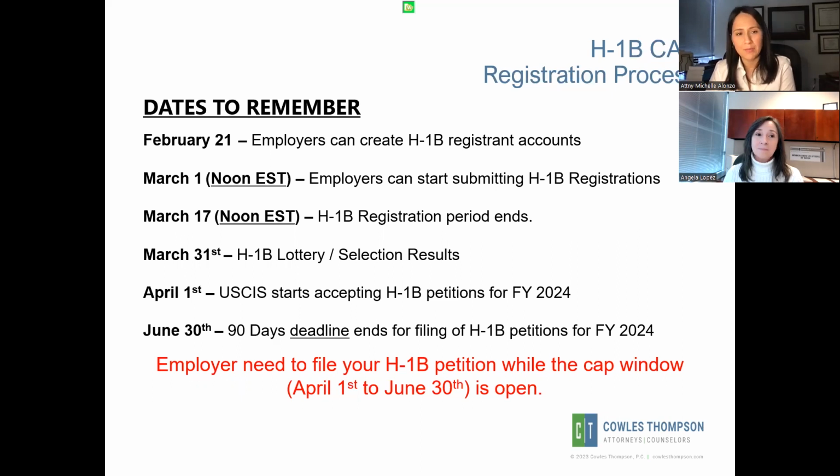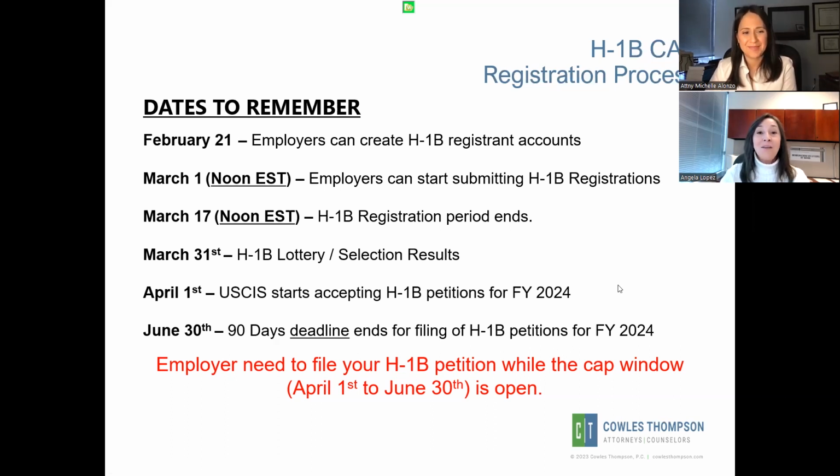Then the next date we have to keep in mind, March 31st, selection. H-1B lottery selection results go out. April 1st, the very next day, is when USCIS will start accepting those H-1B petitions that were selected for fiscal year 2024. And that window will begin on April 1st and close on June 30th, which is 90 days. That's the absolute deadline for accepting any of those H-1B petitions. So CAP subject, I can't stress it enough. It's down there bold in red. Employers, you need to file your H-1B petition if you're selected while the CAP window is open. So 4/1 to 6/30, that's the window.